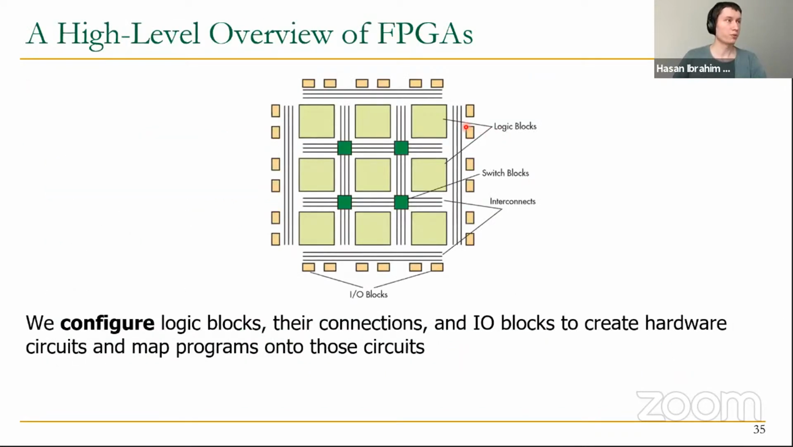Okay, so basically an FPGA looks something like this, where you have many logic blocks, many switch blocks or interconnects that determine how these logic blocks are interconnected with each other, and also I/O blocks. So what we do when we say we program an FPGA is we configure these logic blocks and their connections and also I/O blocks to create the hardware that we want and map the programs that we want to run on this hardware.